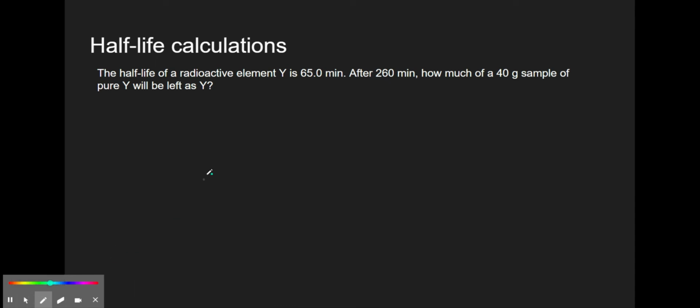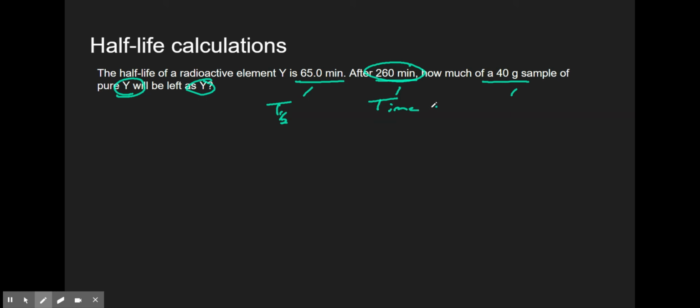So let's take a look at an example. The half-life of a radioactive element is 65 minutes. After 260 minutes, how much of a 40-gram sample of pure Y will be left as Y? Oh, my favorite element, the theoretical Y. So for each of these values, let's identify what it is. The half-life, again, you can use this little symbol here, T half-life, is 65 minutes, and the time that we waited is 260 minutes.